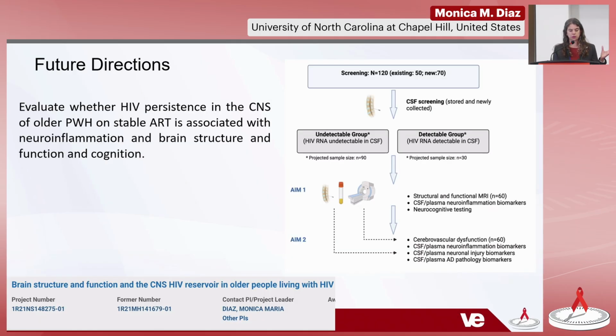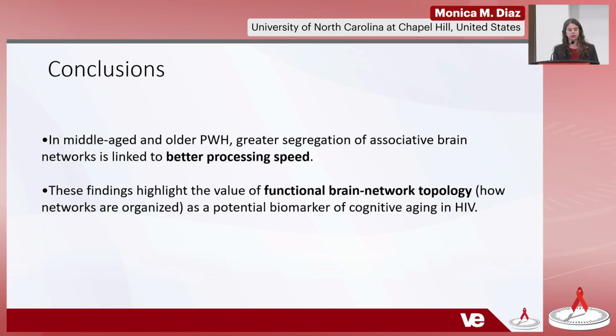Moving on to future directions, I recently had an R21 funded to increase this sample size from 26. We're hoping to enroll 120 people and get functional MRI and look at HIV persistence in the CNS and how that can impact brain function and structure in the future.